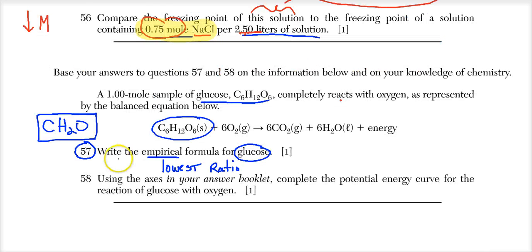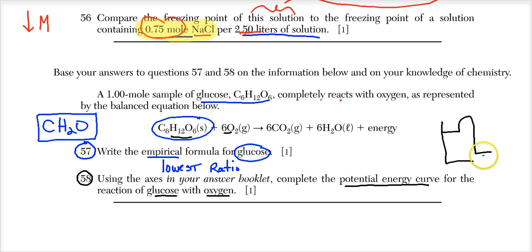Number 58. Use the axis in your answer booklet. Complete the potential energy curve for the reaction of glucose with oxygen. So I've got glucose and I've got oxygen, and they want to complete a potential energy curve. If you remember, they're going to be either exothermic, which means you're starting high with energy and your products have low energy, or they're going to be endothermic, starting low with energy, very stable, and ending up with high.